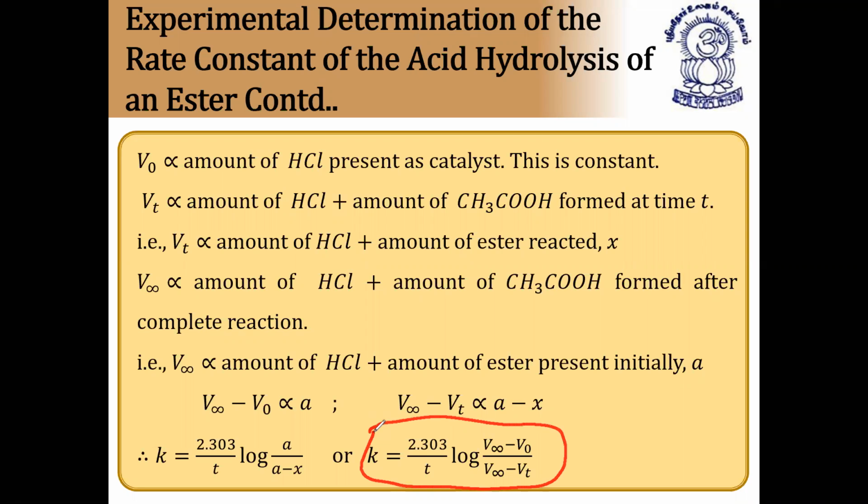So when they have given volumes and you need to find the rate constant, use this formula, that is K is equal to 2.303 by time into log of V infinity minus V naught, that is final volume minus initial volume, by final volume minus the volume after t seconds. This is a very, very important formula. If they have given volume instead of number of moles, you have to use this formula. I hope it is clear. Please note down this formula whenever you get a numerical like this.